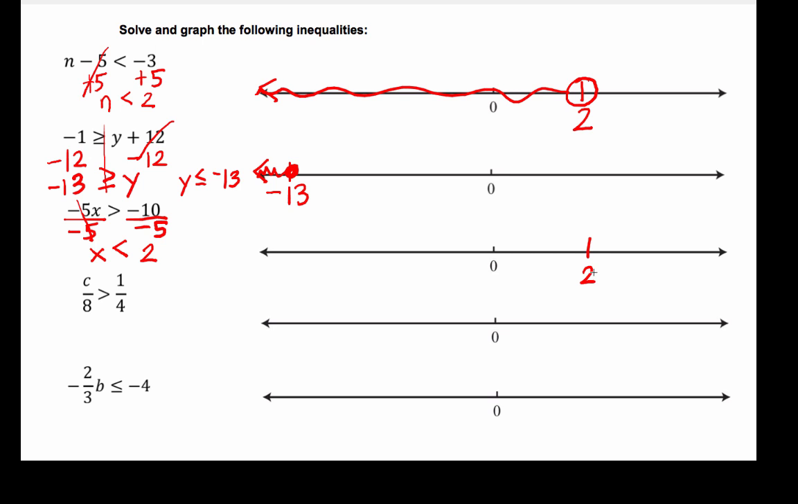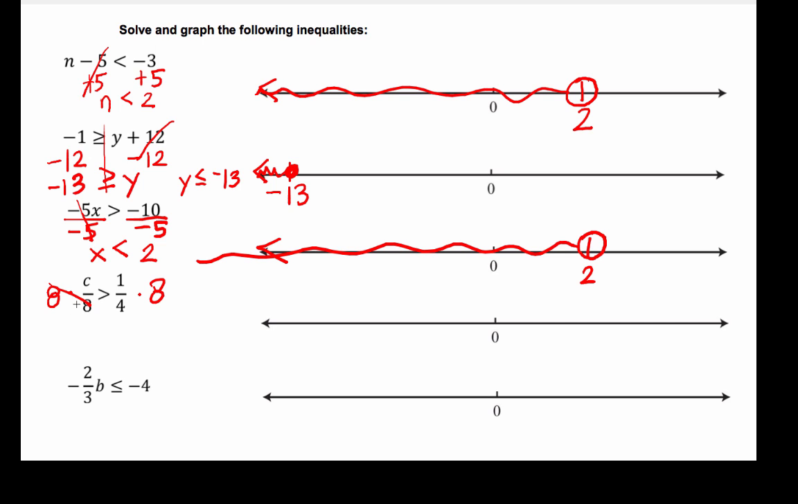So here's 2. It's less than, so I'll put it open. Graph out to the left. Got a little crazy there with that one. All right, fourth example, c divided by 8 is greater than 1/4. Well, the opposite of divide by 8 is to multiply by 8, so let's multiply both sides by 8.